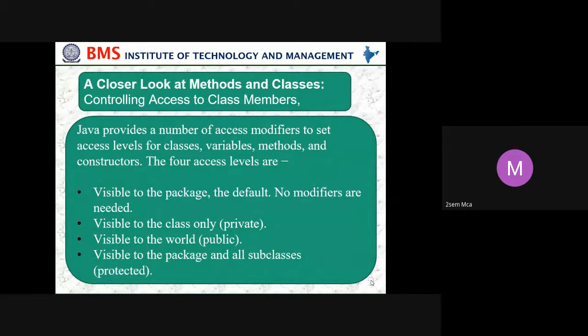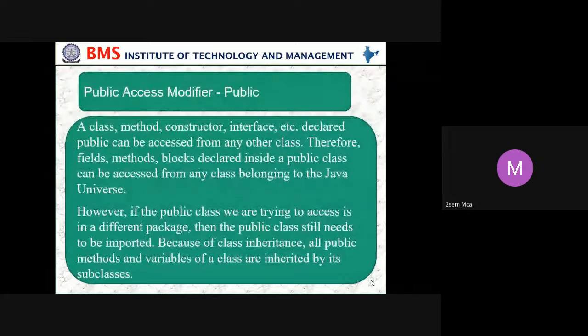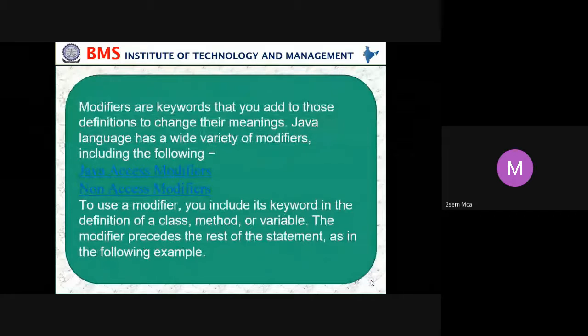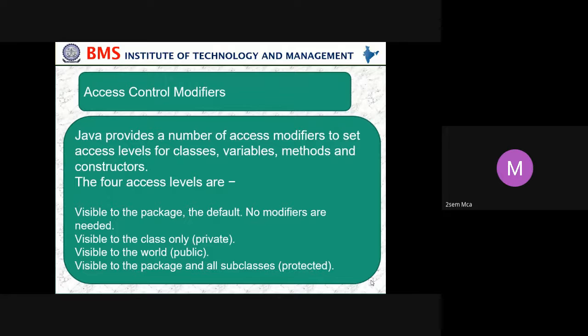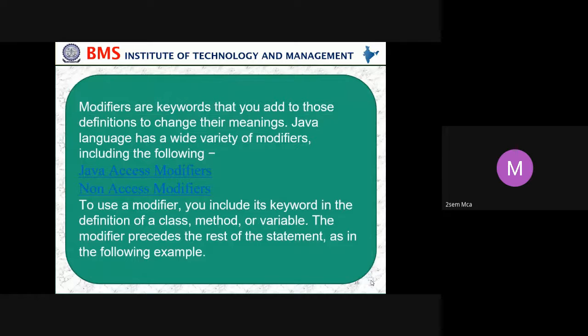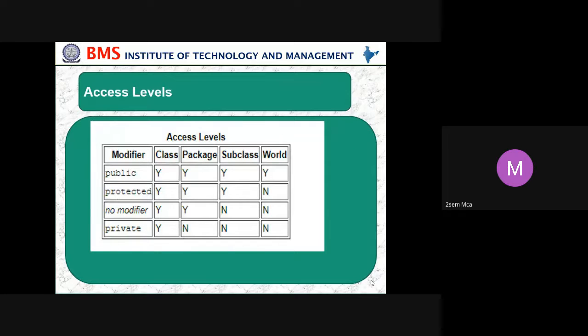In access specifiers we have public, private, protected, and default. We have seen what default and private are, what public and protected are, and how to control them. We know the four Java access modifiers: private, public, protected, and default. The non-access modifiers are static, final, abstract, synchronized, and volatile. And we have seen the access levels that can be applied.